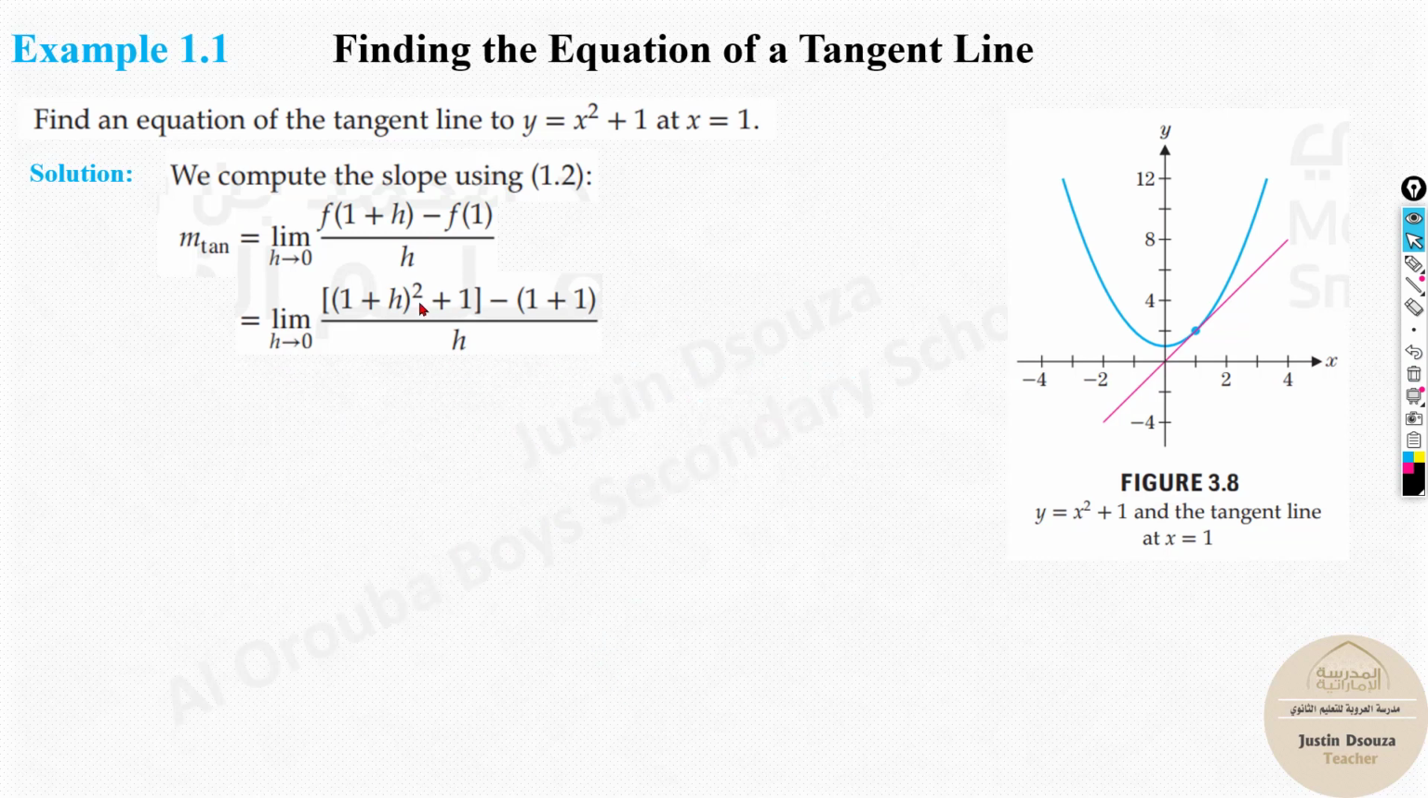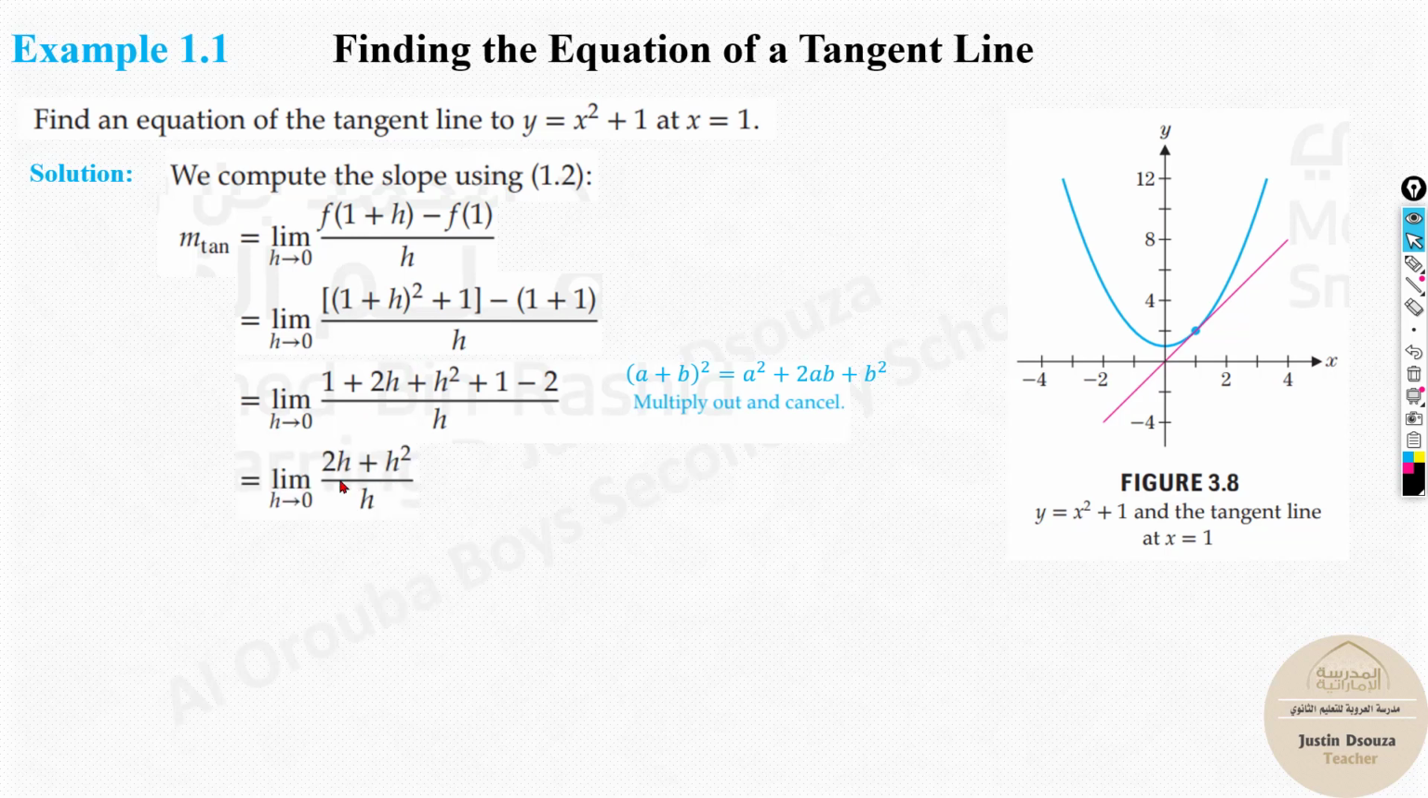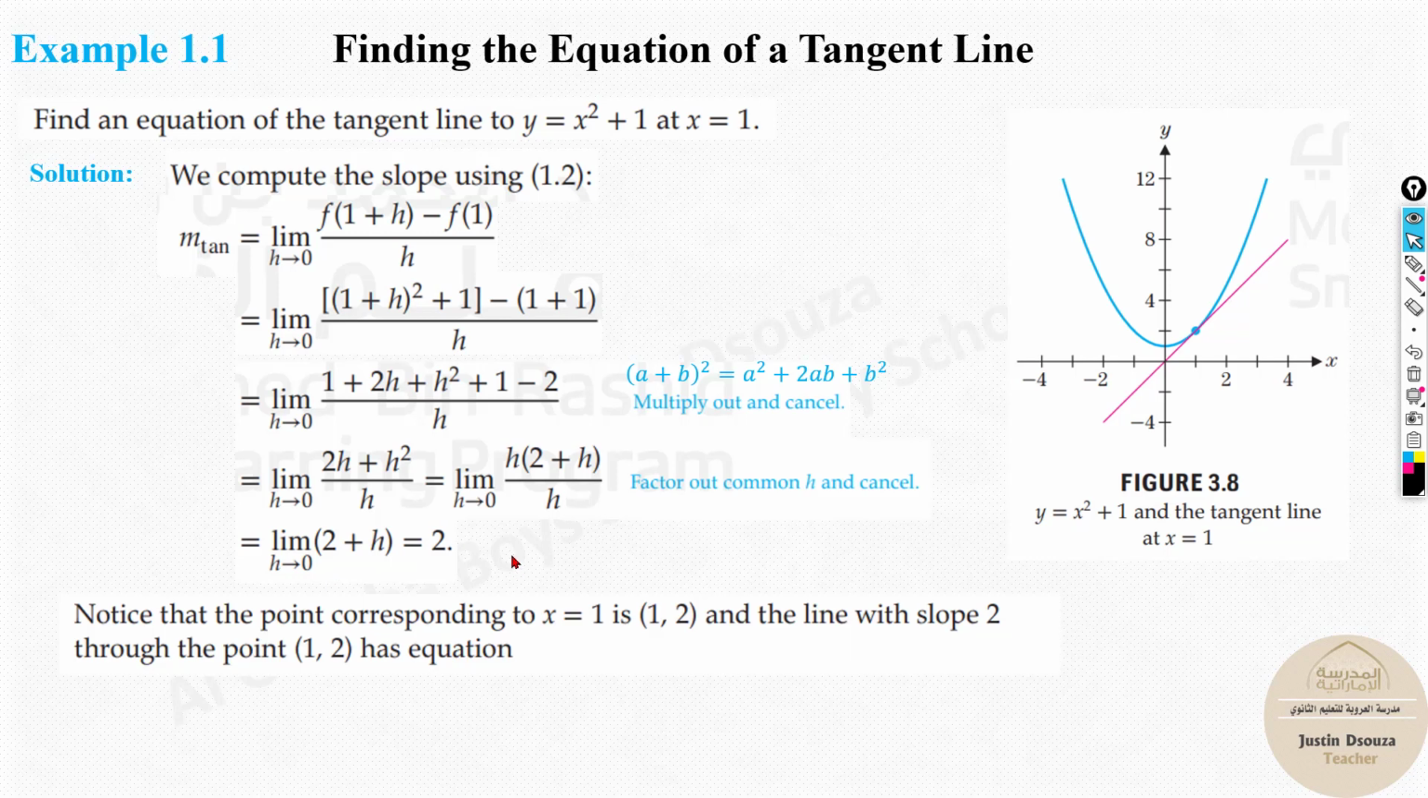Okay, now here you can see this has been substituted. Instead of x plus 1, it is written 1 plus h the whole square, and then minus f of 1, which is what? 1 square, that is 1 plus 1. And then we simplify it using the formula a plus b the whole square, and we get this simplification. 1 plus 1 is 2, minus 2 it's gone, 2h plus h square by h, and then you remove the common h, it cancels, and then apply the limit 0 and you'll get the answer.